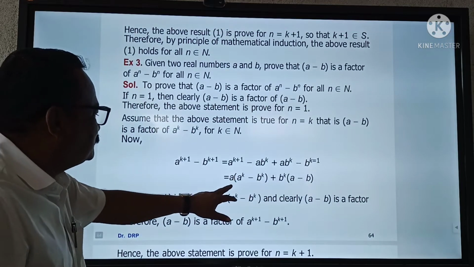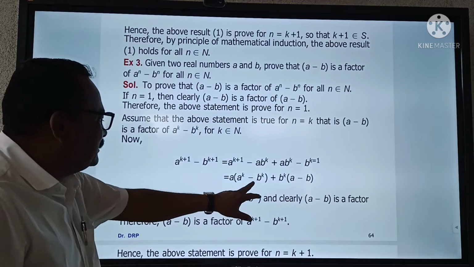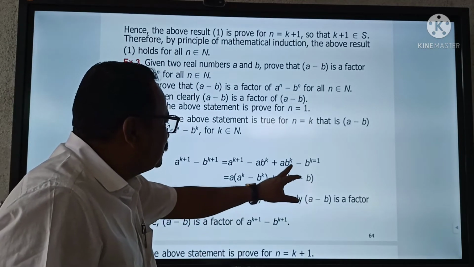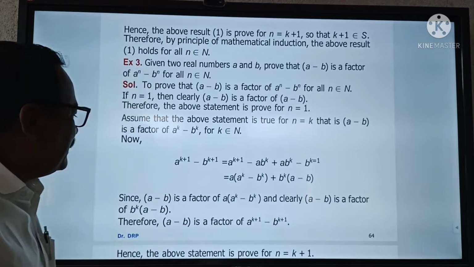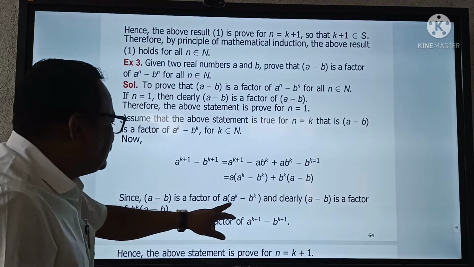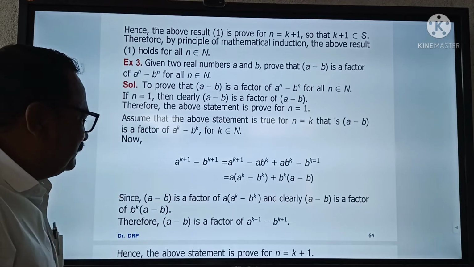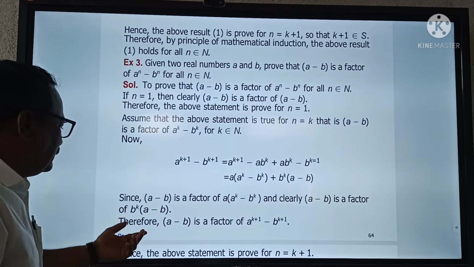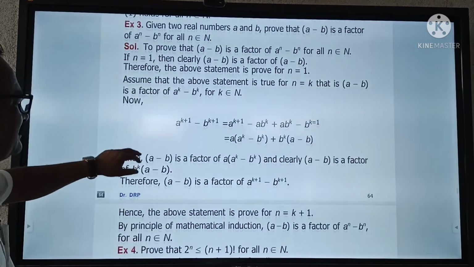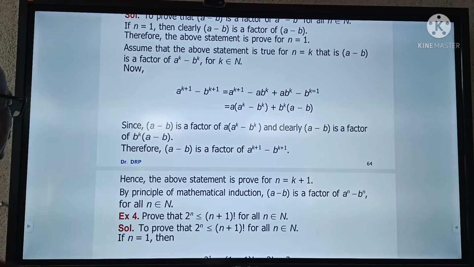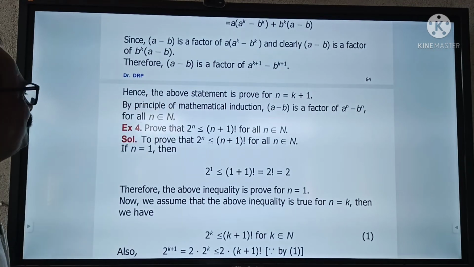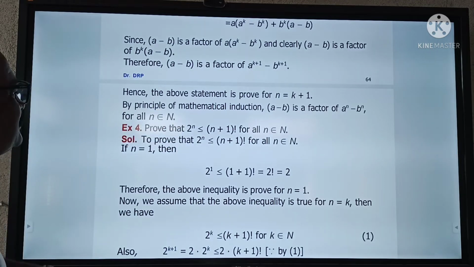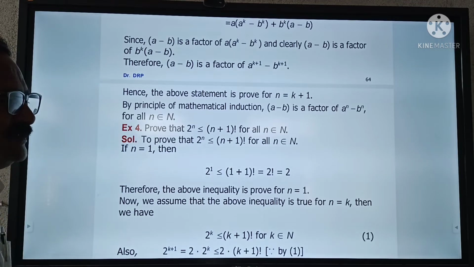So from the first two terms, let a be common. So it becomes a into bracket a raised to k minus b raised to k. From the last two terms, b raised to k is common and in the bracket there is a minus b. Since a minus b is a factor of a raised to k minus b raised to k, and clearly a minus b is a factor of b raised to k into a minus b, therefore a minus b is a factor of a raised to k plus 1 minus b raised to k plus 1. So the above statement is proved for n equal to k plus 1, and so by the principle of mathematical induction, a minus b is a factor of a raised to n minus b raised to n.